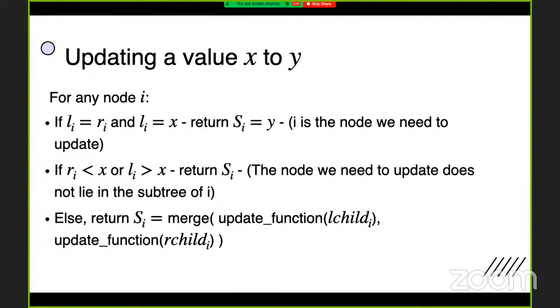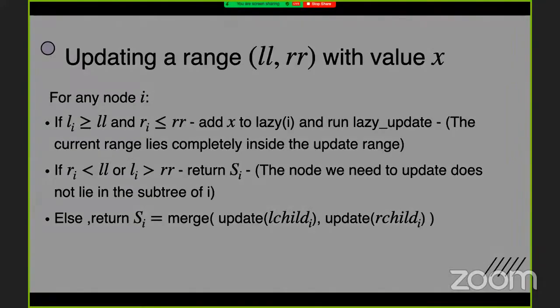So if Li is equal to Ri, which means that we have a single element in the range, and Li is equal to X, so the single element is the element that we need to update, then we've reached the node that we actually need to update. Then we set the value at that node to Y. So we're just updating the value of our node to the new value. Now, if we're at a node where Ri is less than X or Li is greater than X, this means that the node we need to update doesn't lie in the subtree of I. Let me explain this in some depth, okay?